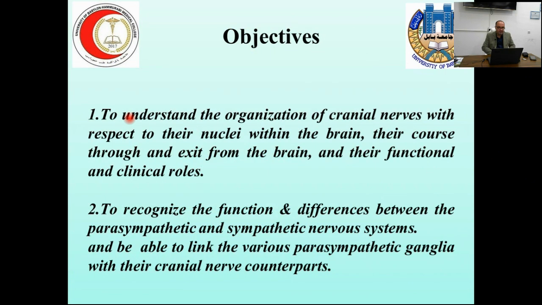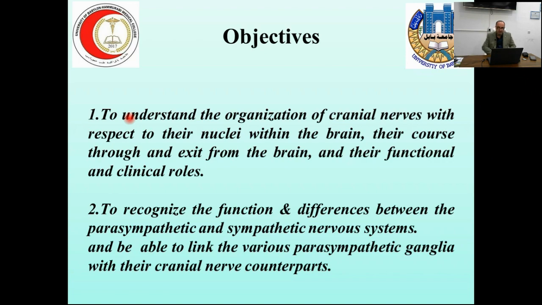The objective of this lecture is to understand the organization of cranial nerves with respect to their nuclei within the brain, their course through and exit from the brain, and their functional and clinical roles, and to recognize the function and difference between the parasympathetic and sympathetic nervous systems and be able to link the various parasympathetic ganglia with their cranial nerve counterpart.